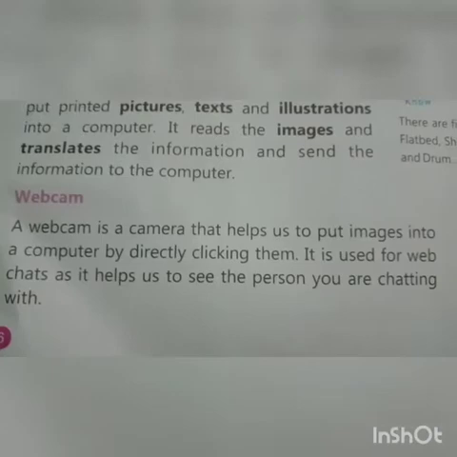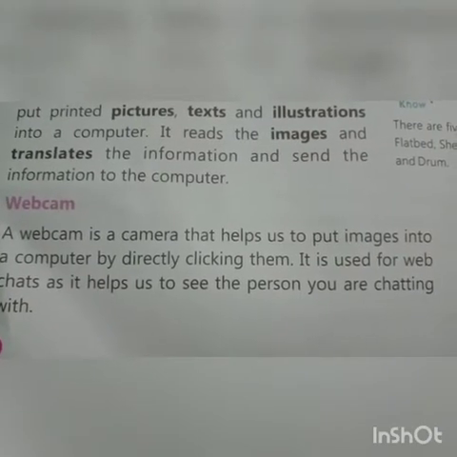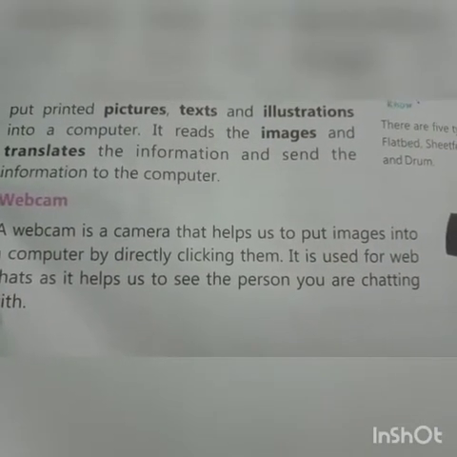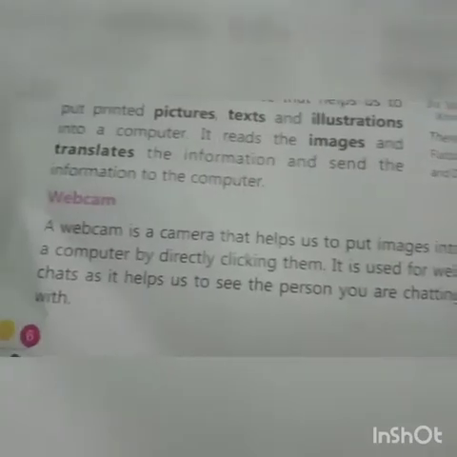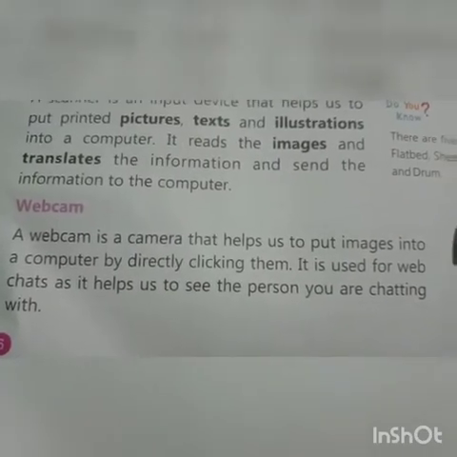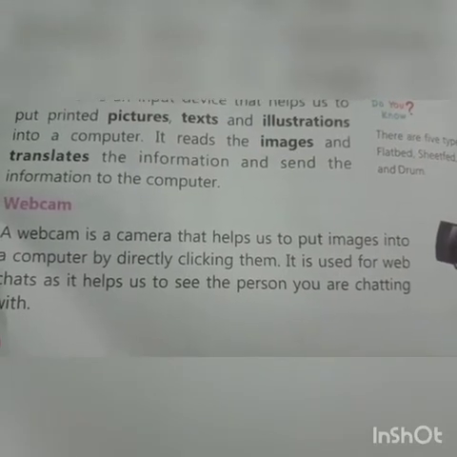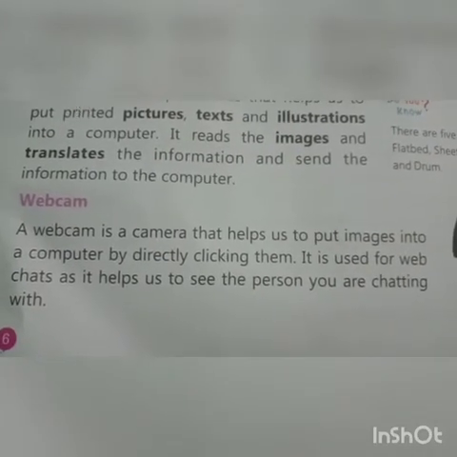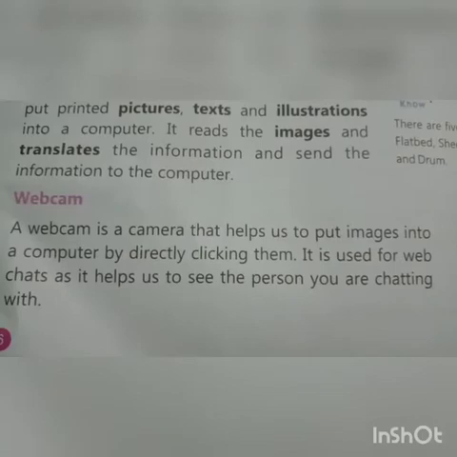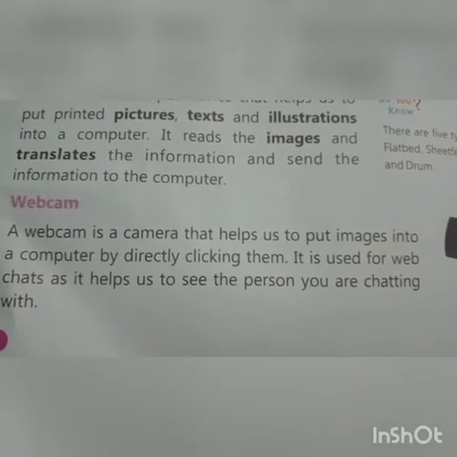Okay, students. So next is webcam. A webcam is a camera that helps us to put images into the computer directly by clicking them. It is used for web chat, as it helps us to see the person we are chatting with.